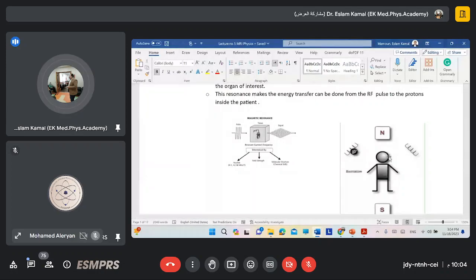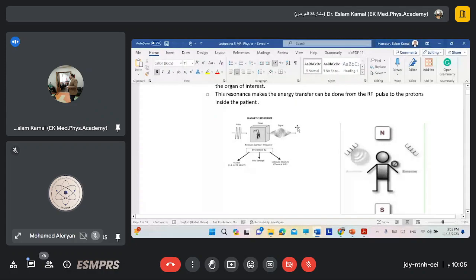So the main idea behind MRI is we excite a certain tissue inside the patient, then turn off the source of energy, and receive the energy to be translated to an image. Now the question is, what is the sensitive atom or element inside the patient which can be excited by an external magnetic field? We are looking for a certain element or atom inside the patient body to be excited with an external magnetic field.